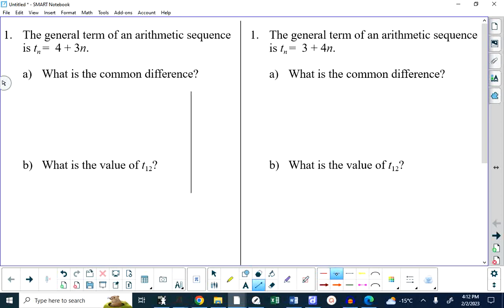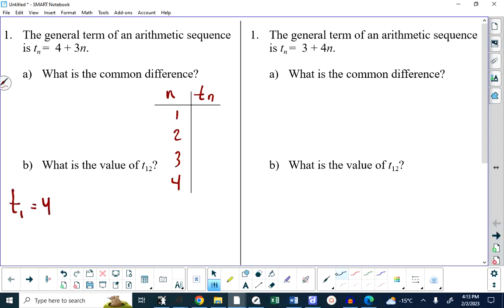to create a table of values that show the relationship between n and t sub n. N, of course, is the term number. T sub n, of course, is the value of the term, or what we sometimes just call the term. So if I put 1 in for n, I get 4 plus 3 times 1. I can work out what that is. That's 7. If I were to put 2 in for n, I would have 4 plus 3 times 2. And I can certainly work out what that is, and that's 10.